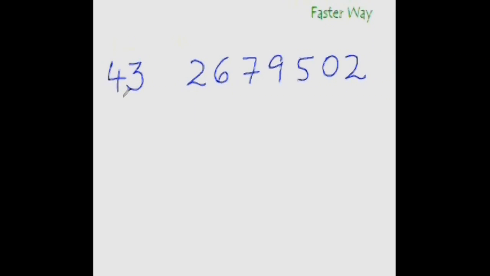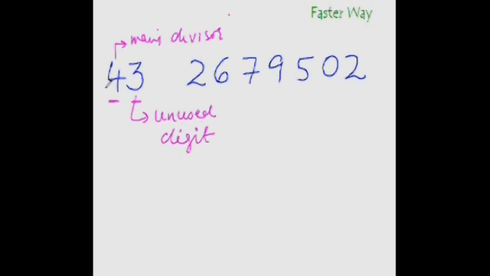Into two manageable numbers. I'll break it as 4 and 3, where 4 would be our main divisor, and this 3 would be called an unused digit. As the name suggests, we are not going to use it much to divide. Now the logic is that dividing with 43 might be difficult, but dividing with 4 is not, isn't it? So we'll be dividing with 4 all the time. Let's see how we go about it.